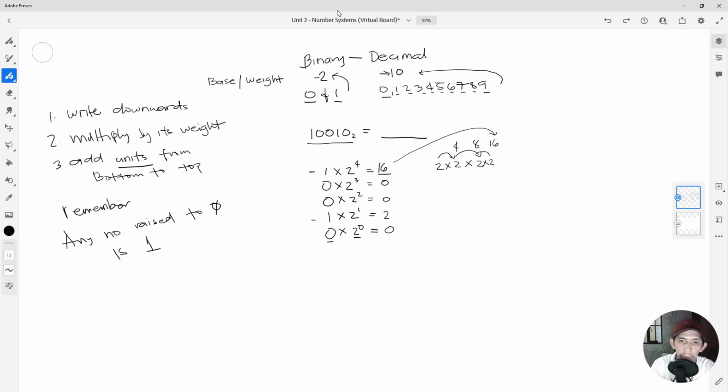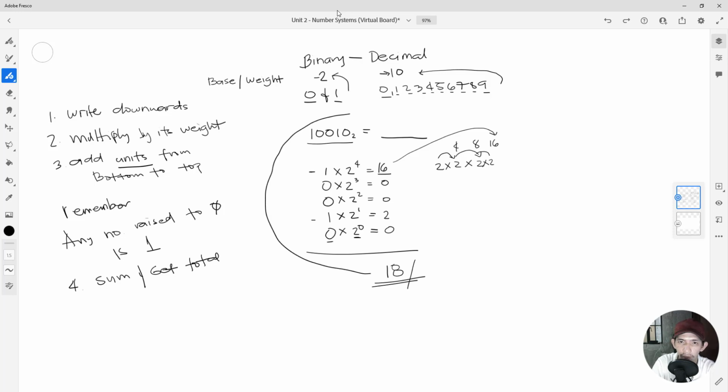Ayun. Okay. So, now, for the last step, step number 4, you are going to sum up or get the total. Pagpa-plus-plusin natin sila. So, 16 plus 2 is 18. So, that is the final answer. Okay? So, isusulat na natin siya ngayon dito. Ayan, ang gulo ng board natin. So, the answer is 18.